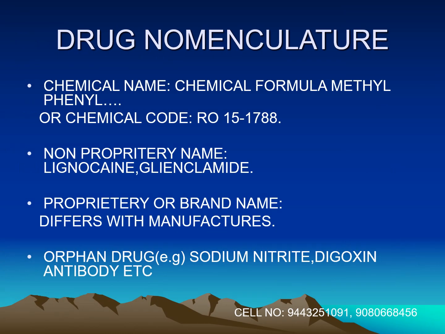And the next slide is regarding drug nomenclature. If you take a strip of any tablet, you can see a lot of names on it. Usually a drug will have a chemical name, a non-proprietary name, and a proprietary name, that is a brand name. The chemical name is like methyl, phenyl, ethyl, or sometimes chemical codes like RO115, 178, a lot of things. This is a code or formula that is usually given during drug development.